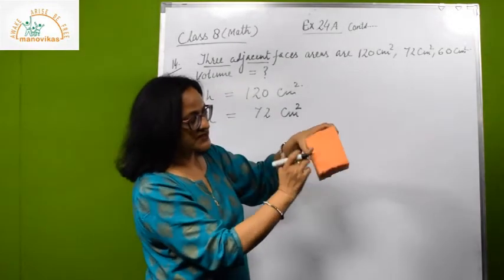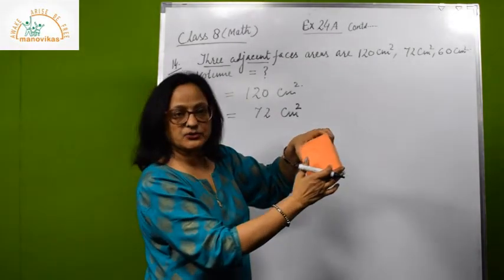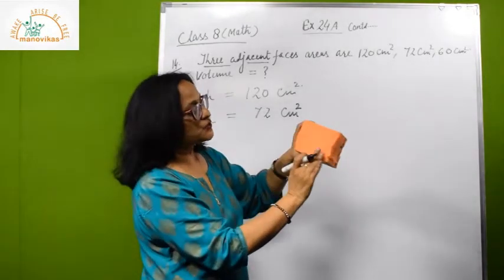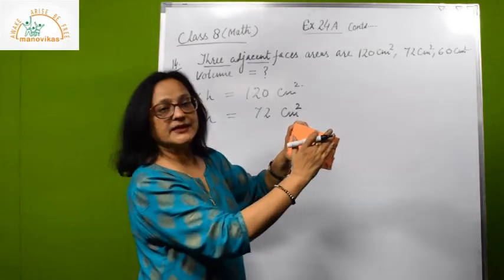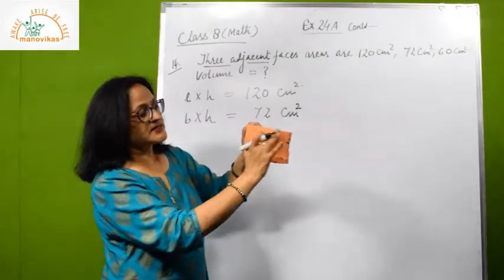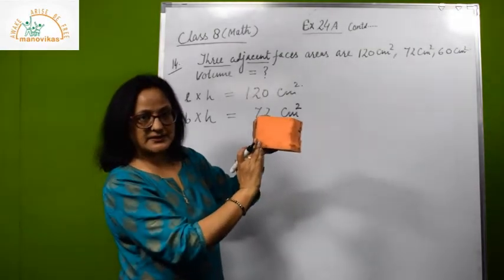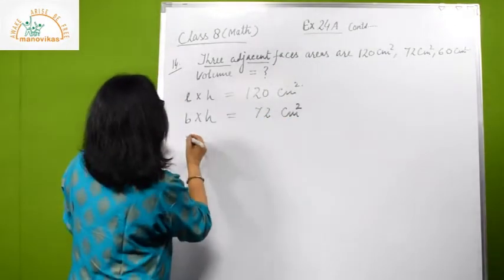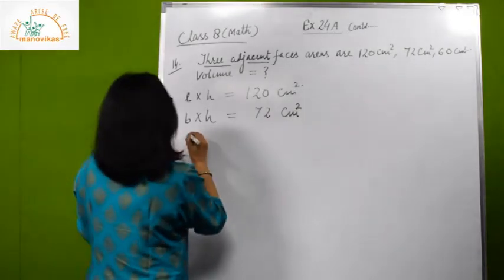So if we see this face, this is the length and this is the breadth of the cuboid. Okay, this is the breadth. So which 2 dimensions are involved in this? Length and breadth. If we find the area of this face, this is rectangular, so area of rectangle is length into breadth. So this here, length into breadth.